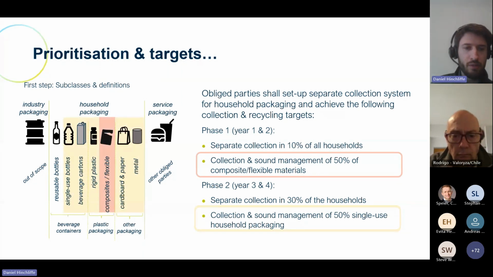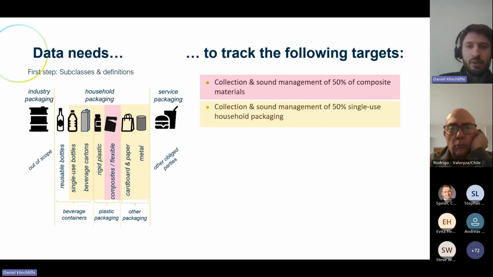And then we extend this to all single-use plastics. And we set there the percentage at 50%. So this is just an example of how this could be done in a phased approach to steadily over time increase your targets of what you want to collect. And then in phase 3, we could again increase these targets for years 5 and onwards once we get used to how the EPR system works and is operating. So we're basically saying we want to track the following targets: 50% of composite materials and flexible packaging, and 50% of single-use household packaging at a later date with the second phase.